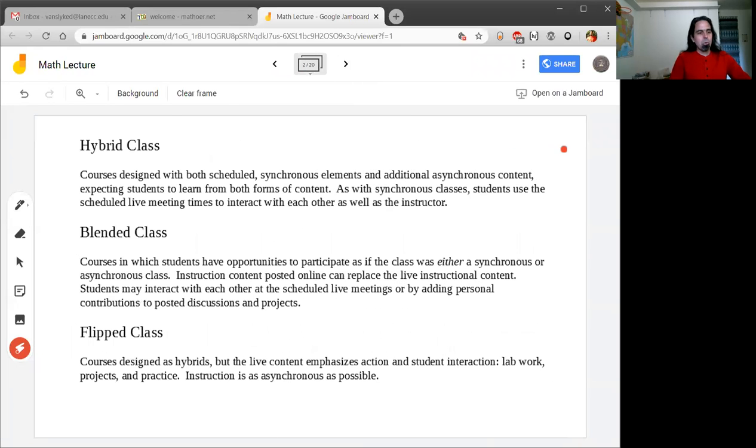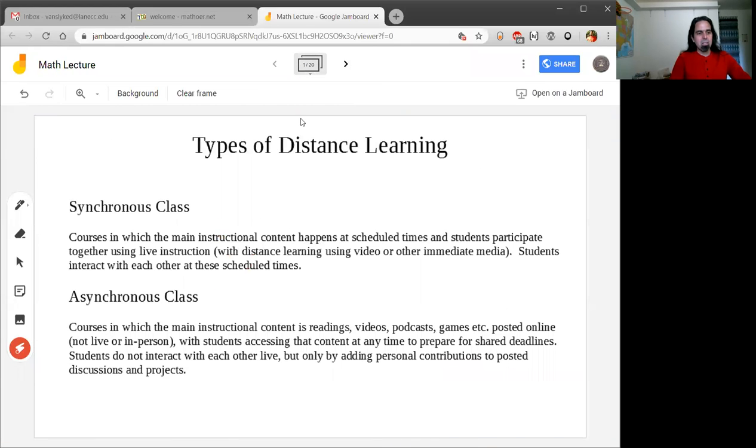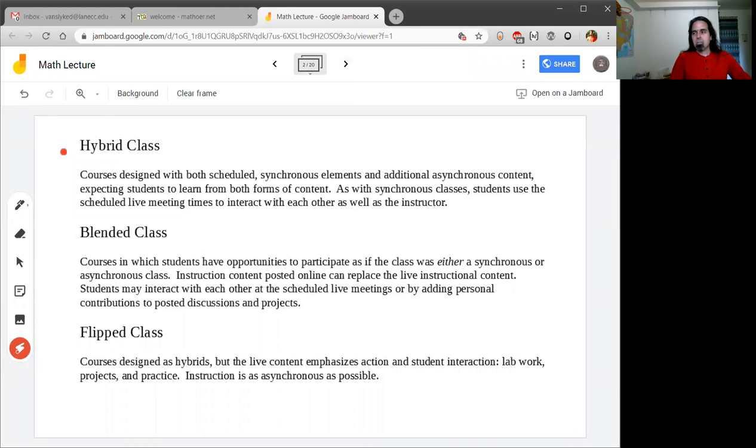Okay, now it gets more fuzzy. Pretty much everyone agrees on what these mean. A hybrid class, again, I'm not going to say it always means this, but at LCC, the idea is that what is being smushed together, like a Greek centaur, is that there are scheduled synchronous elements and there's additional asynchronous content. And you're expected to learn from both. It's not a choice. You're going to come to class and you're going to read this thing, or you're going to come to class and watch this video. And as with the synchronous classes, because there is a synchronous element, you're going to interact with each other as well as the instructor when you get together.